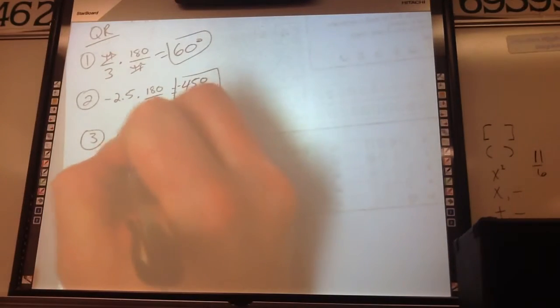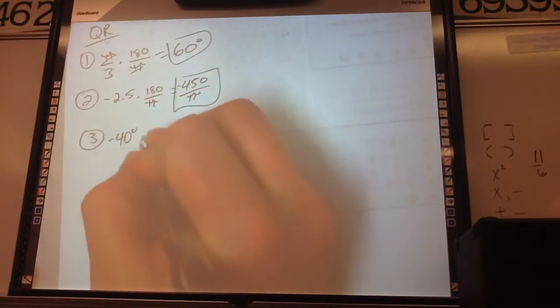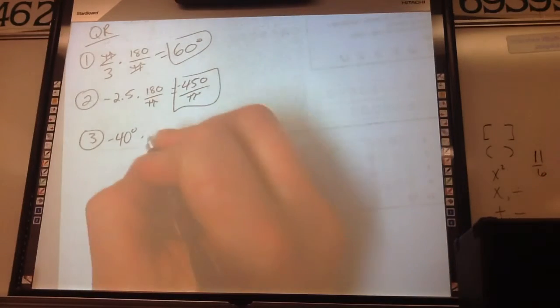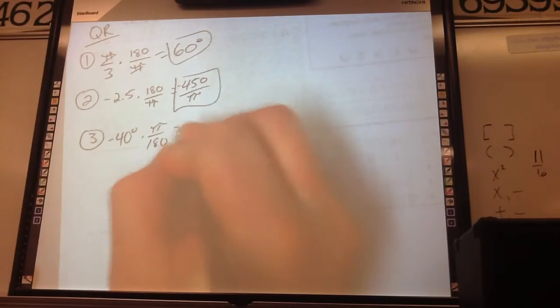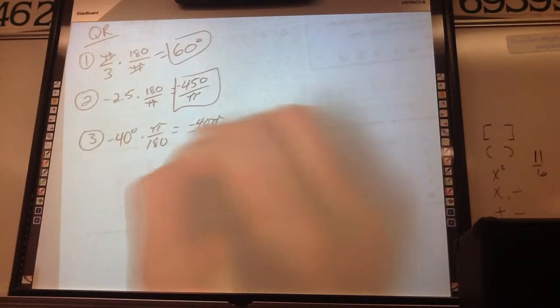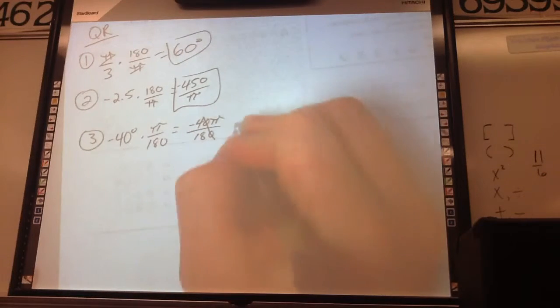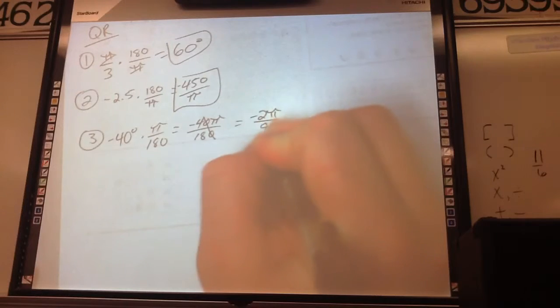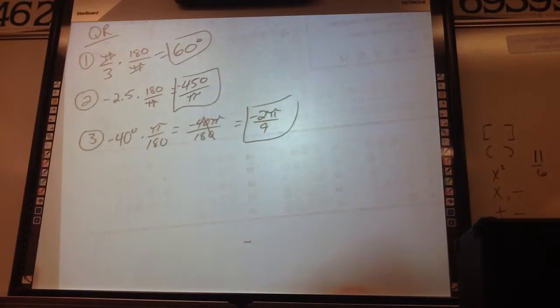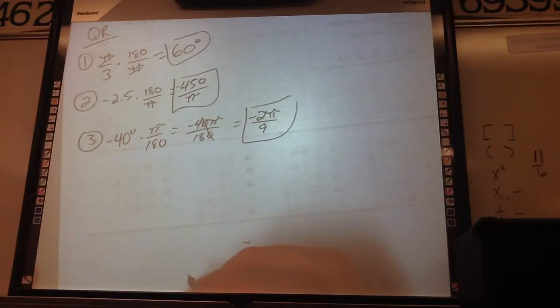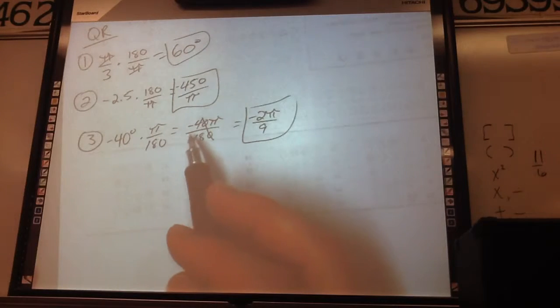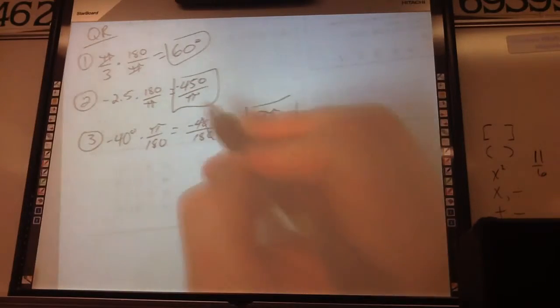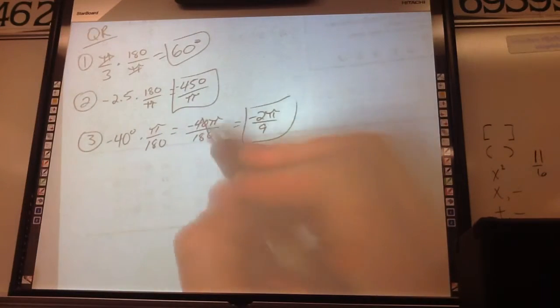Number 3. Negative 40 degrees. What are you going to multiply by? Pi over 180. So you're going to get negative 40 pi over 180, which is going to reduce to negative 2 pi over 9. What if we just leave it as 40 pi over 180? No, reduce it. It's just reducing a fraction. Because 40 can go into 180 two times. I dropped the zeros and then I had 4/18, which is 2/9.